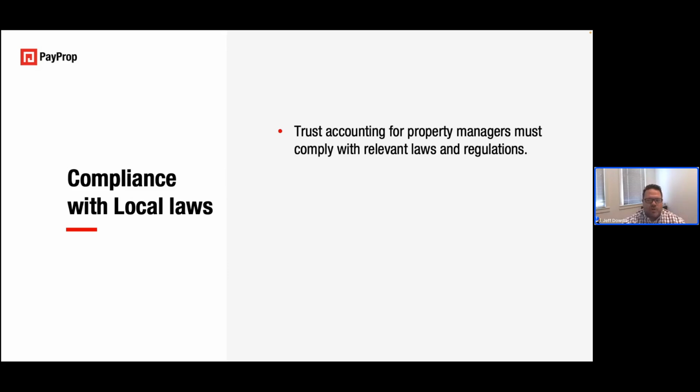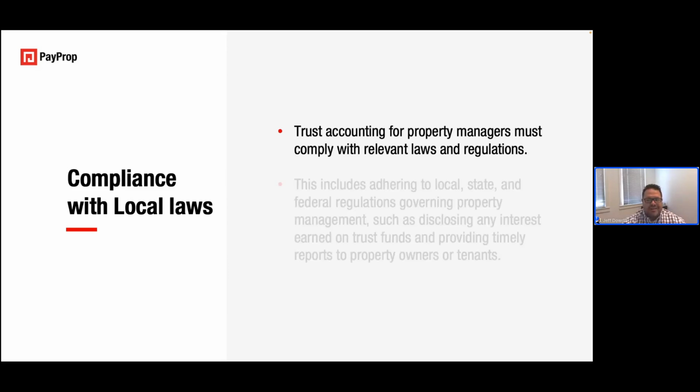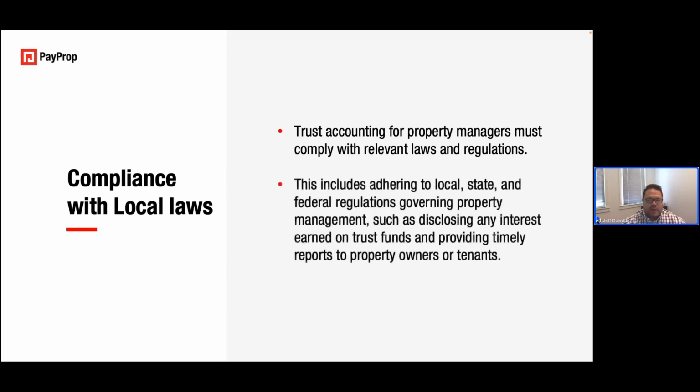So make sure that you are in compliance with those laws. Make sure that you're adhering to those local, state, and federal regulations related to property management, such as disclosing any interest on trust funds if you have those in an interest-bearing account. I know most property managers that I talk to avoid that process, just put it in a non-interest-bearing account to make sure that that doesn't occur and you don't need to worry about that.